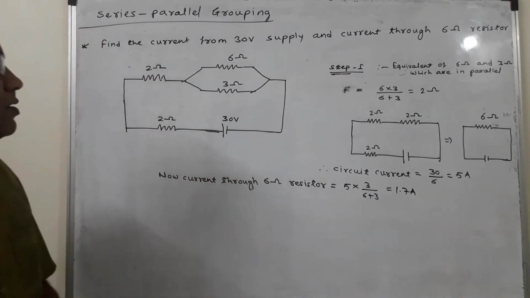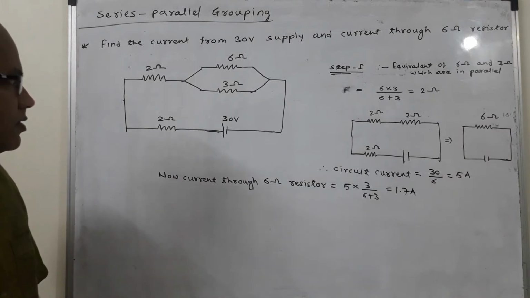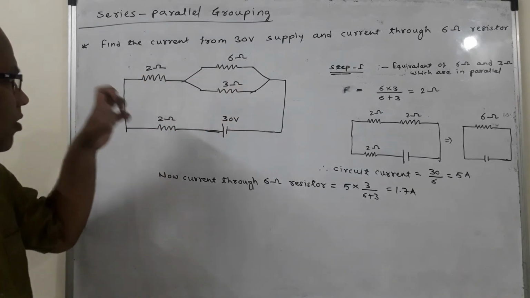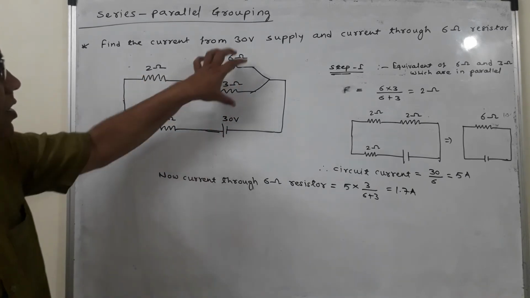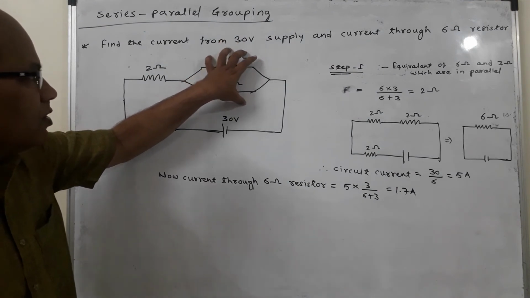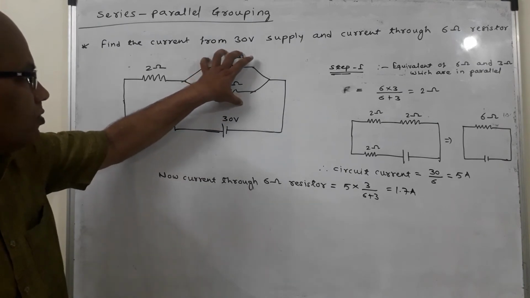Now in order to get the circuit current, always get the equivalent resistance. Now in order to get the equivalent resistance of this combination of resistors, first I will prefer to get the equivalent resistance of these 2 resistors which are in parallel with one another. So equivalent resistor for these 2.